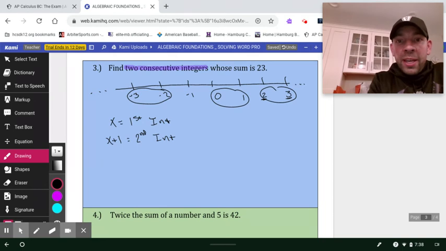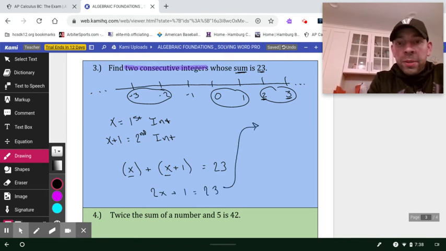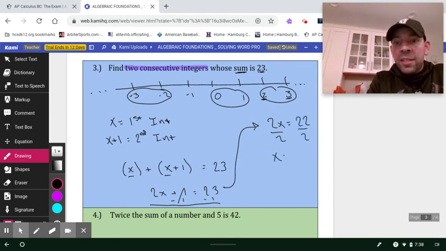And in this particular case, the sum of these two integers is going to be 23. So I'm going to take the first integer, add it to the second integer, and set their sum equal to 23. Now, combining like terms, x plus x makes 2x. From there, I'm going to subtract 1 from both sides. So these cancel, and you're going to get 2x equals 22. Divide both sides by 2 makes x equals 11. So basically, this is the first of the consecutive integers. The next integer after that would be 12.